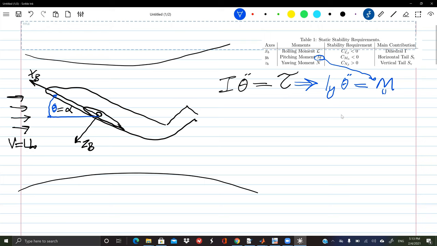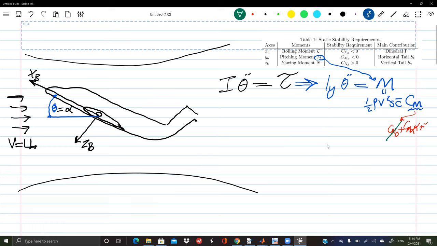Okay, and you guys are experts in this. This is 1/2 rho v squared S c bar, of course, times the moment coefficient. And I need to expand the moment coefficient. How can we write it? As we always do, the moment coefficient is simply Cm naught plus Cm alpha alpha plus Cm delta delta and so on. Cm naught is the Cm at zero angle of attack. The point is, let's assume for the moment that at zero angle of attack we had balance, so there was no moment at zero angle of attack.